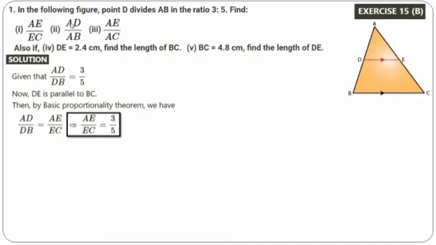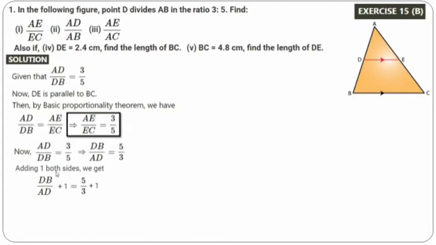The second answer is AD by AB. See here carefully. AD by DB is 3/5. When you find the reciprocal of this, this becomes DB by AD, and similarly this becomes 5/3. Now let's add 1 on both sides. AD into 1 is AD, so you get (DB plus AD) divided by AD. Similarly this becomes (5 plus 3)/3.